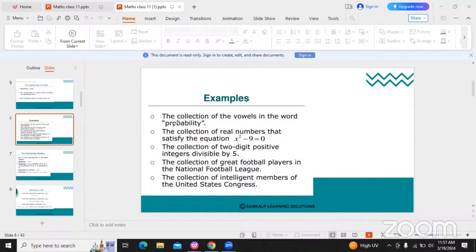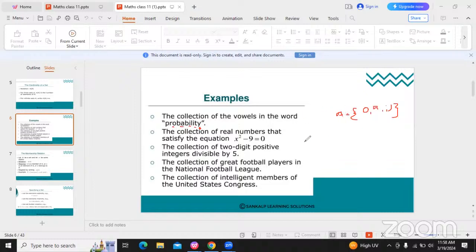So here I will show you directly because we need the shortcut now. The vowels are O, A, I. I is repeated two times, but in set form we consider it only one time. So if set A represents the vowels in the word probability, these are the only three letters: O, A, and I.